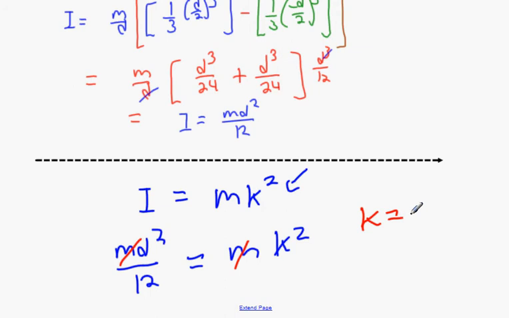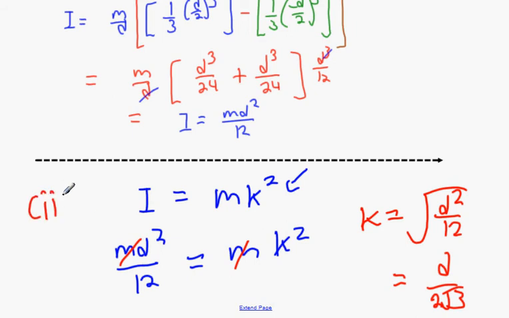Oh sorry, just give me a second. No, I'm looking at the wrong question. Oh yeah, I'm good now. So k equals the square root of d squared over 12. And when you put that in, you're going to get d. Put root 12 into your calculator and you get d over root 3. And that's part 2 for the radius of gyration. So that's it. Very, very easy to do a radius of gyration.